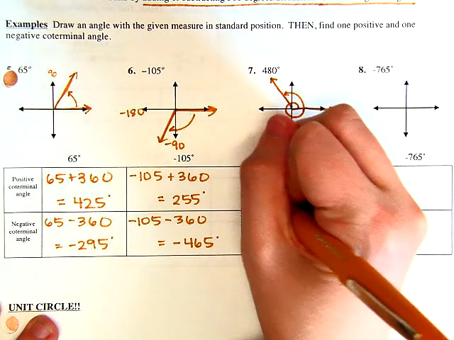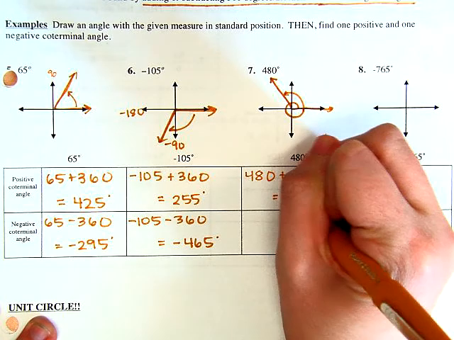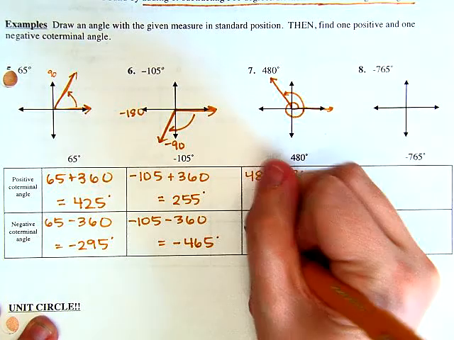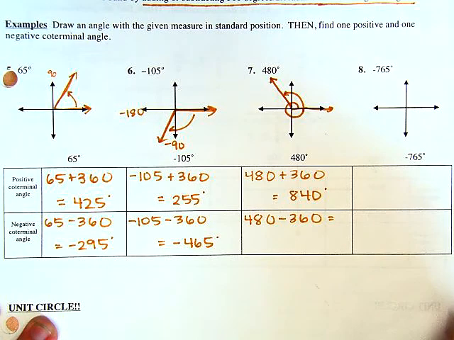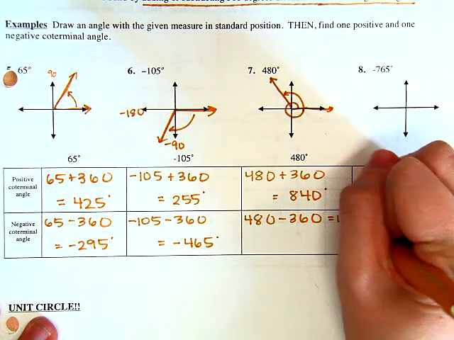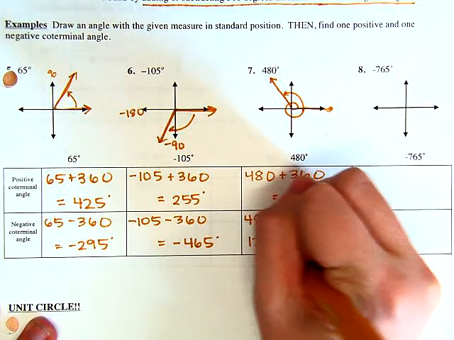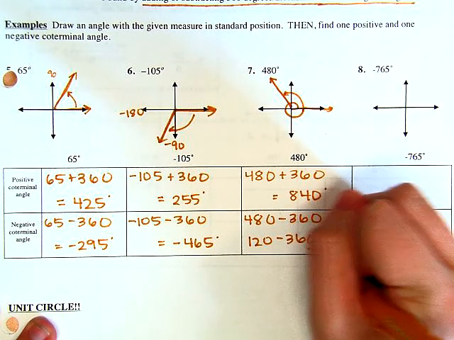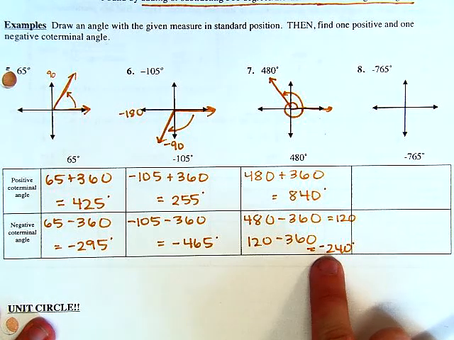For a positive coterminal angle, I take 480 and I add 360, and I get 840 degrees. For a negative, I want it to be in the negatives. So when I subtract 360, I get 120. But that's not negative yet. So I subtract another 360, and I get negative 240. Now we're in negative.